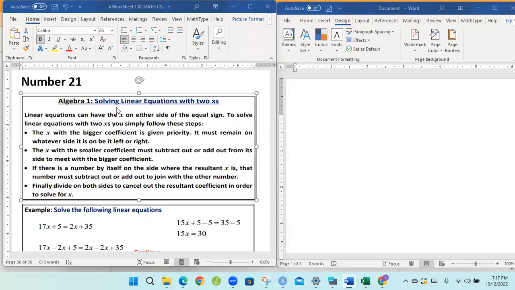Algebra 1, solving linear equation with two x's. Linear equations can have the x on either side of the equal sign. To solve linear equation with two x's, you simply follow these steps.